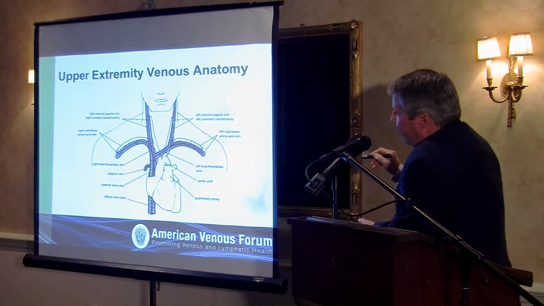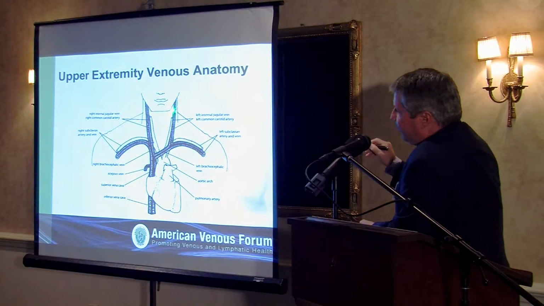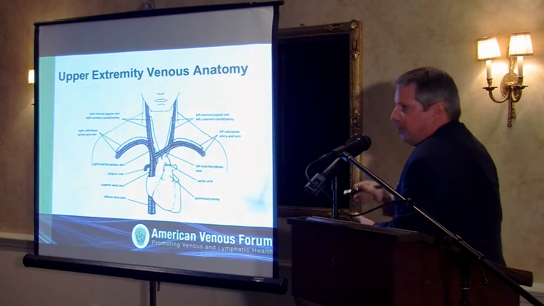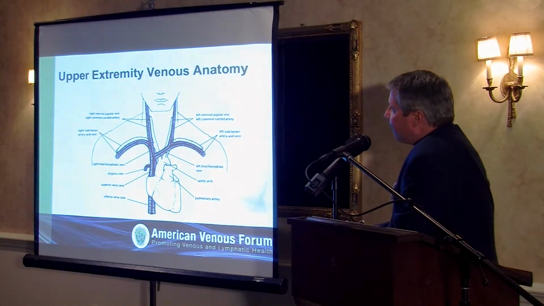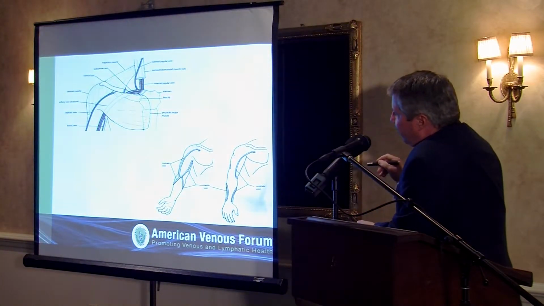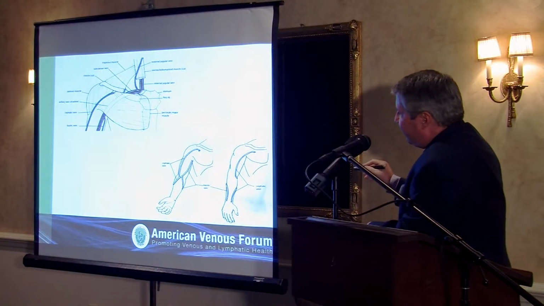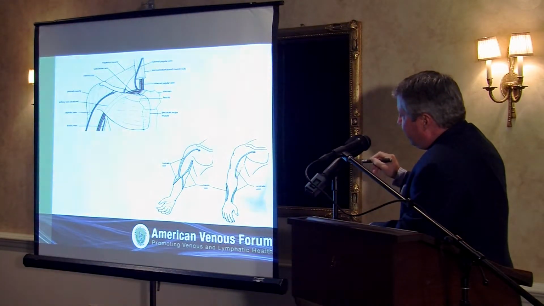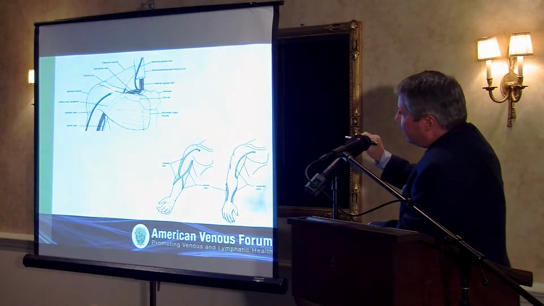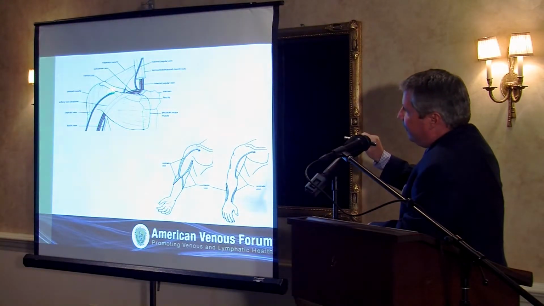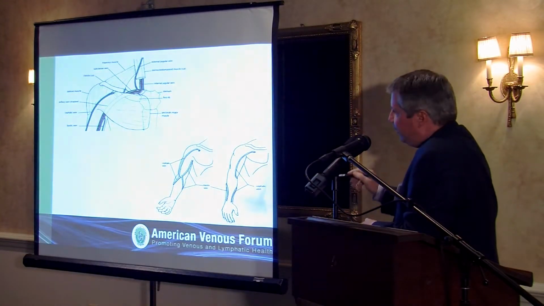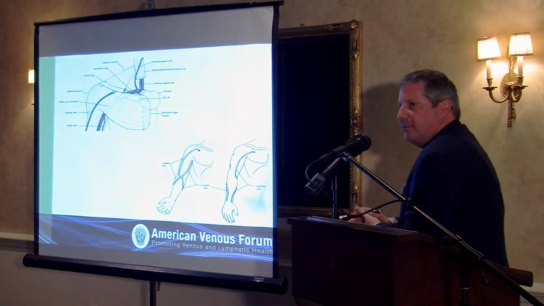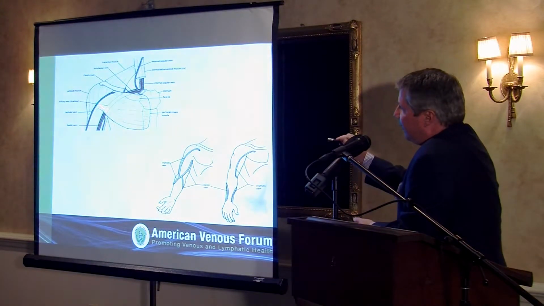In the upper extremity, the subclavian veins join the internal jugular veins to form the brachiocephalic on both sides, and then the superior vena cava. And then in the arm, on the anterior aspect is the cephalic vein, which joins the axillary vein up by the shoulder, and then the basilic vein is on the inside of the arm, which joins the brachial vein just below the pectoralis muscle.